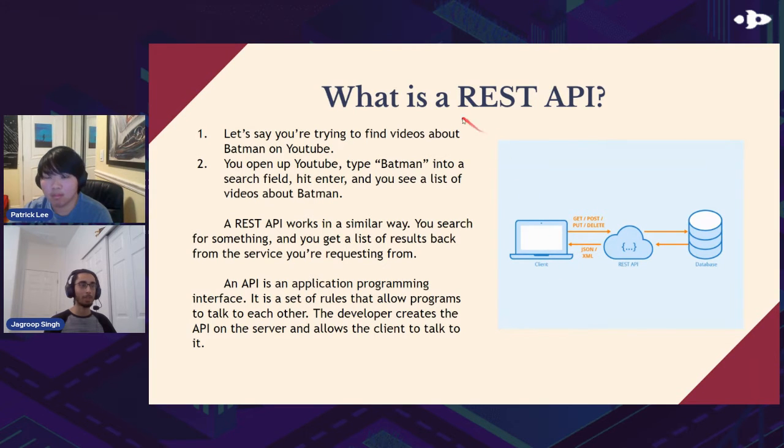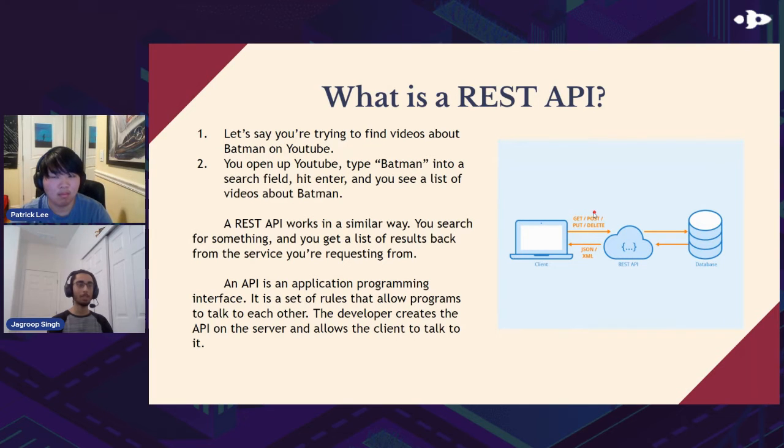And the REST APIs mainly support four methods. The first one is GET, which is used to get data from the API. For example, here when it searches for Batman, we would say GET and then pass in Batman as an argument.